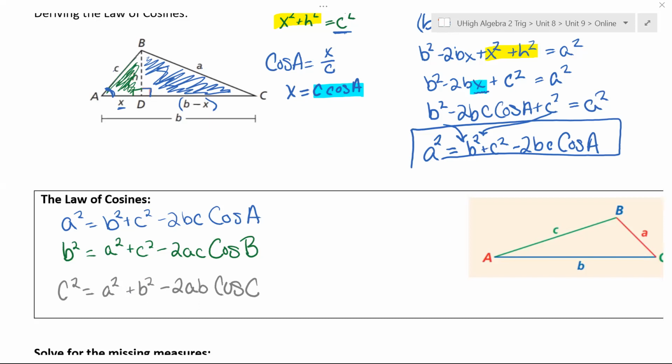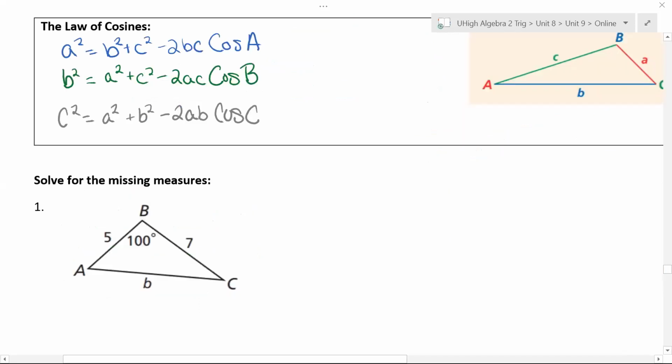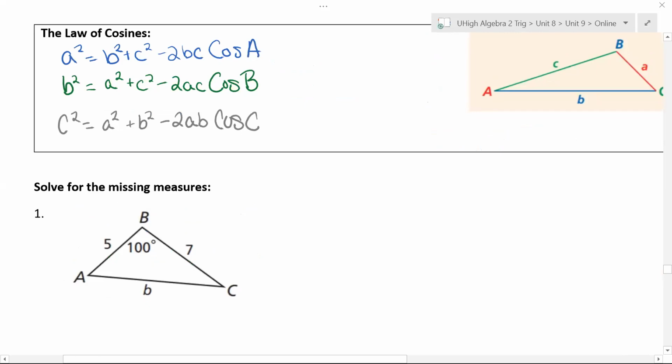So I want to do just 3 quick examples using this law of cosines, and then I will let you guys get some practice. And so today and tomorrow is just all practice. Well, I guess today and Monday is just all practice, and next week is mostly practice with this law of sines and law of cosines. So let's take a look.